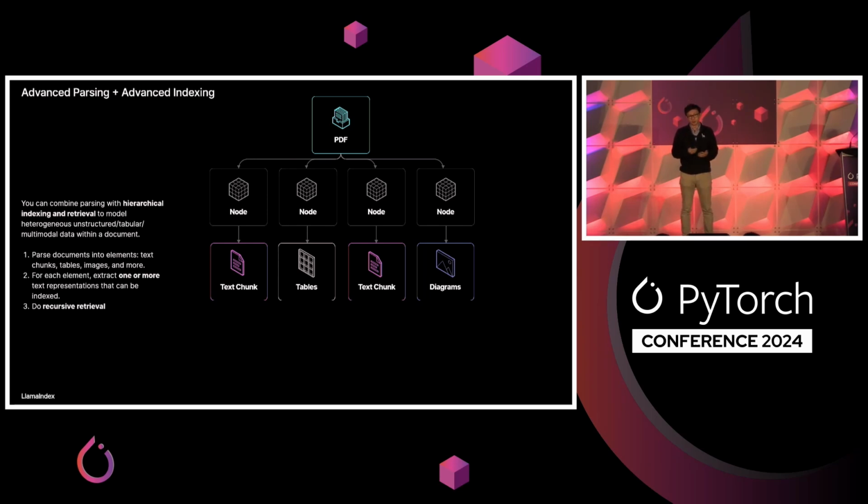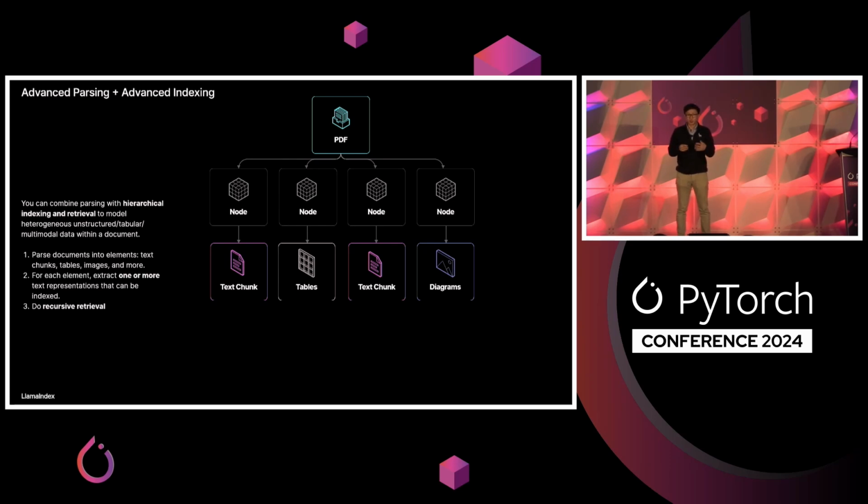So after parsing, you can combine parsing with hierarchical indexing retrieval algorithms to basically better model all the different types of structured data within the document. So if you have text chunks, you have tables, you have images, you can extract out representations from each of these elements so that they're indexed into a vector database. And then during retrieval, you're going to fetch these representations and then basically dereference them back into the source elements.